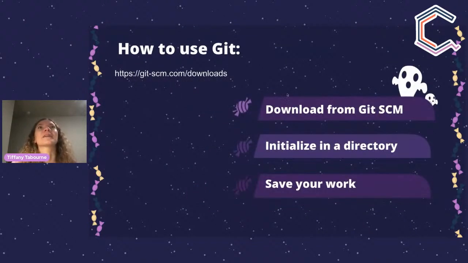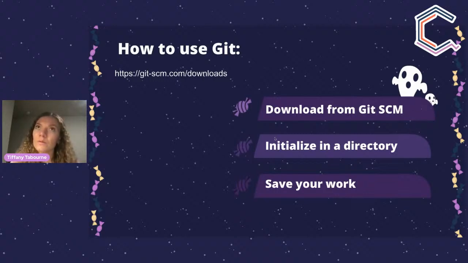So how do you use Git? Well, you have to download this tool. If you go to git-scm.com, the full name of this tool is Git-SCM, you can download the tool from that website.